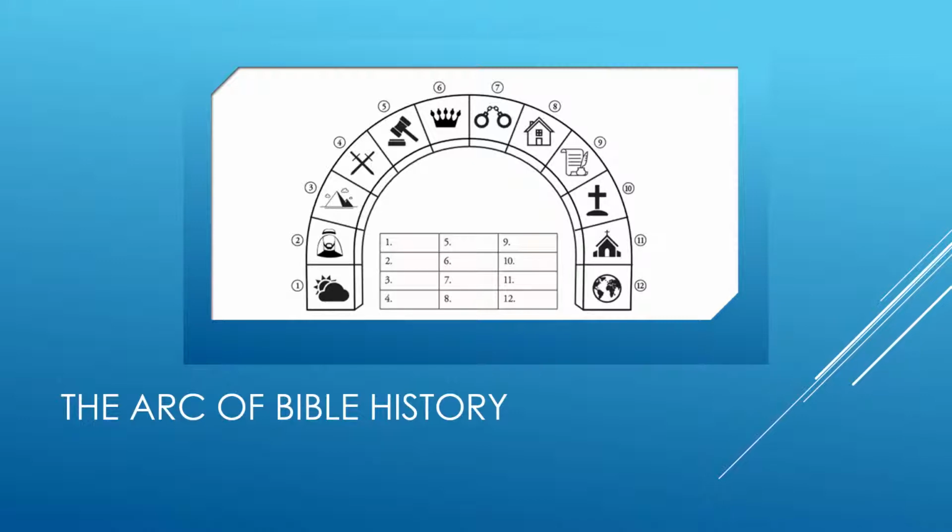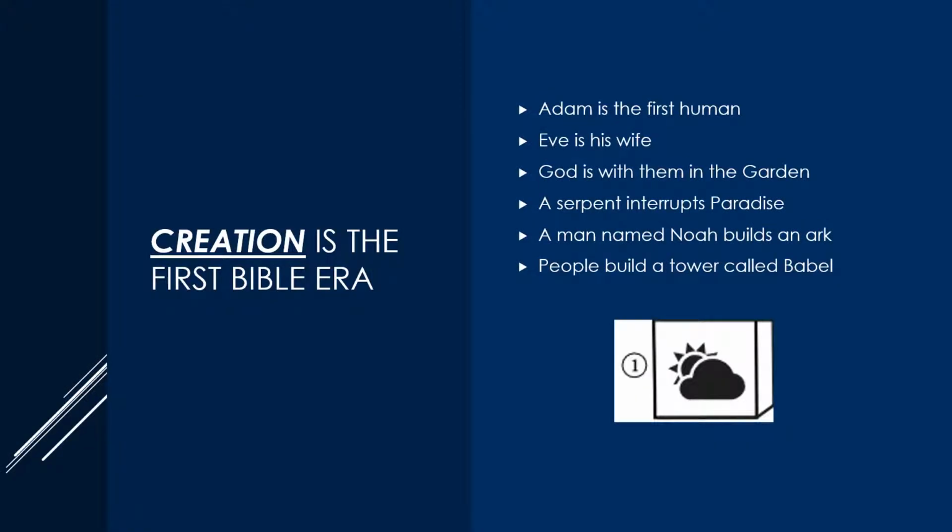So let's break it out a little bit, and let's start with this very first Bible era. You can see that picture number 1 helps us to remember that creation is the first Bible era. This does begin with the Bible's book of Genesis. And some of the main things we learn in this first time period: Adam is created and represents the first human in the Bible's creation story.